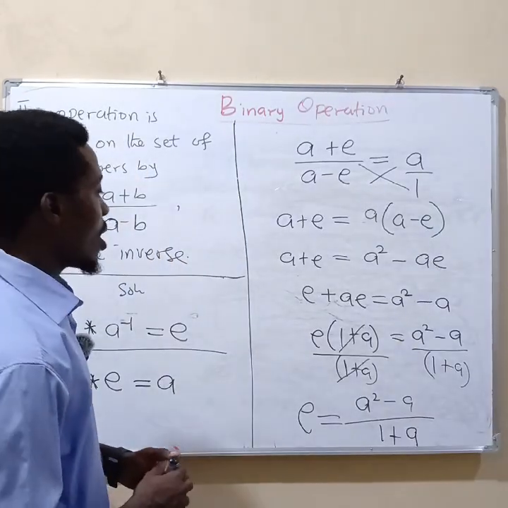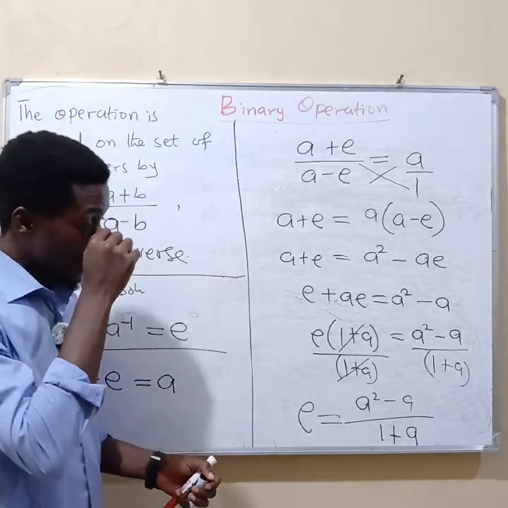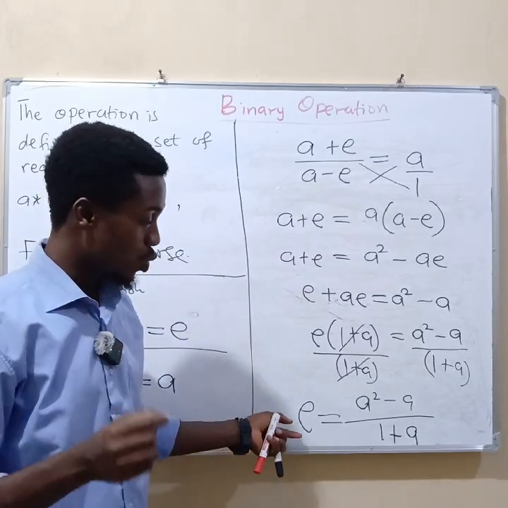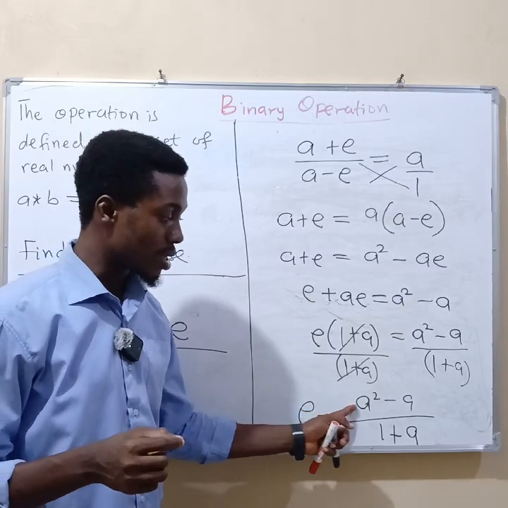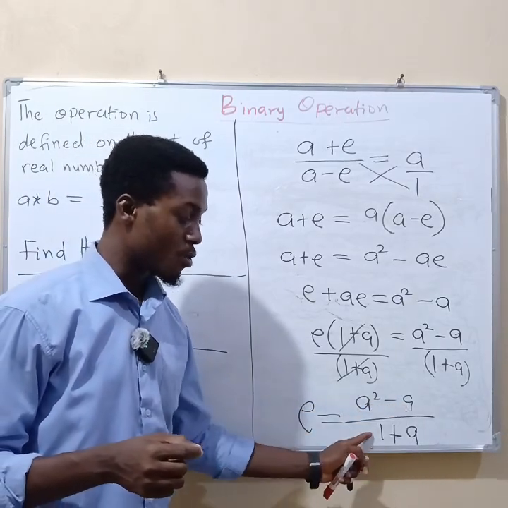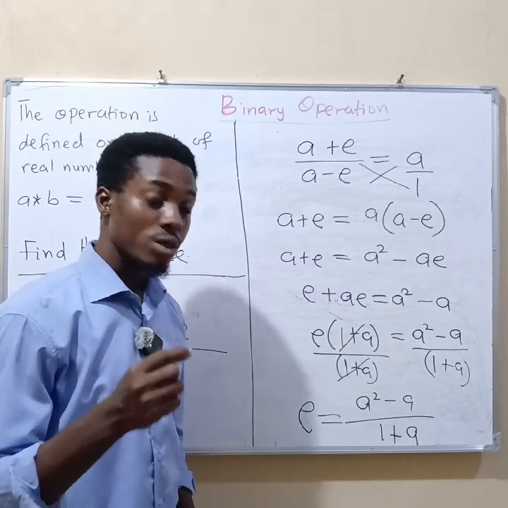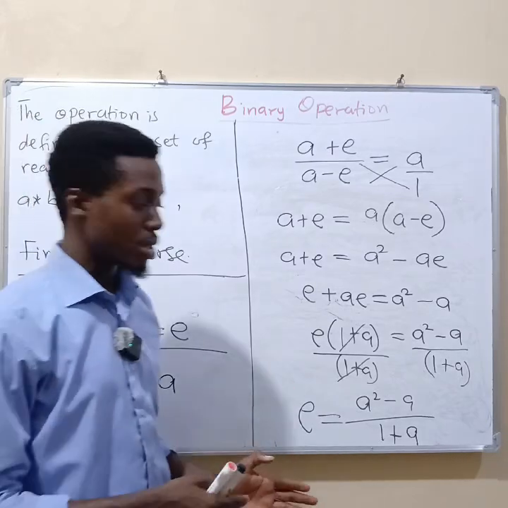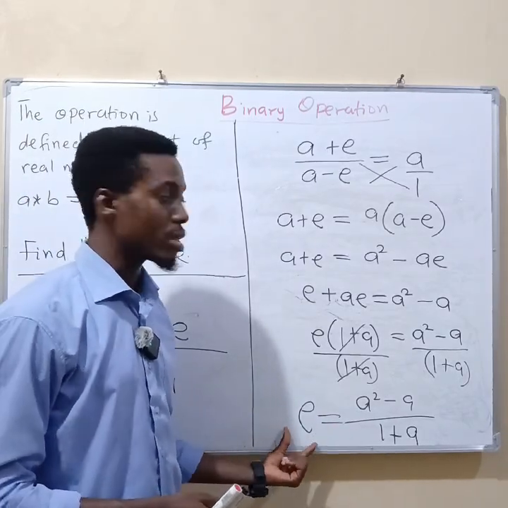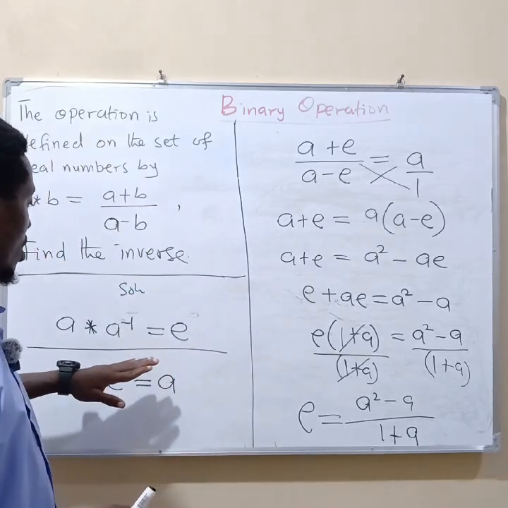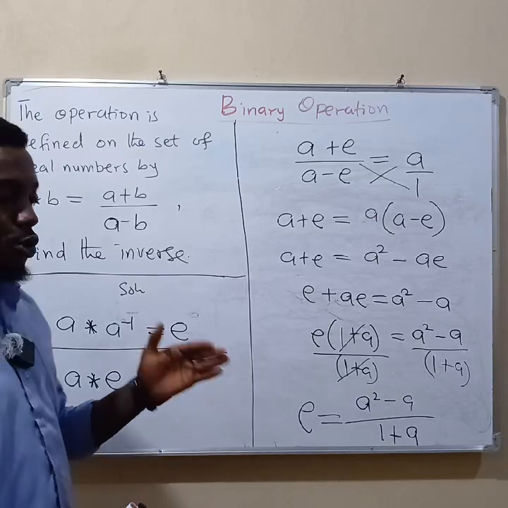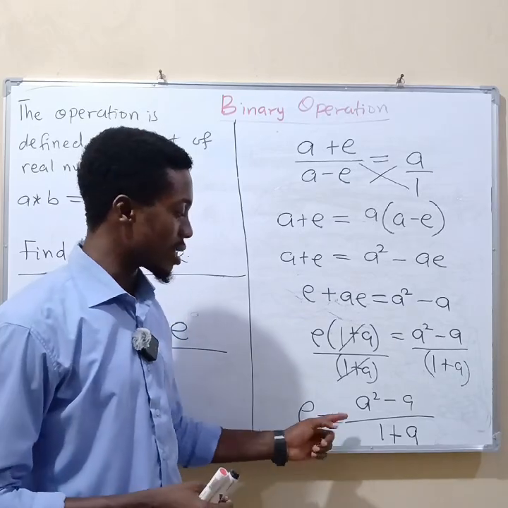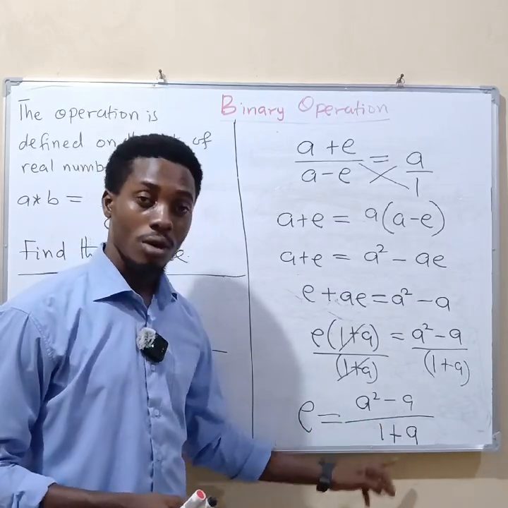Now this is where I want you to pause to think about this. We have our identity element, which is going to be equal to A squared minus A all over 1 plus A, which is totally wrong. Not because the solving is wrong, but you cannot use this identity element to find the inverse. The reason being that the identity element is not unique. It is dependent on the value of A.